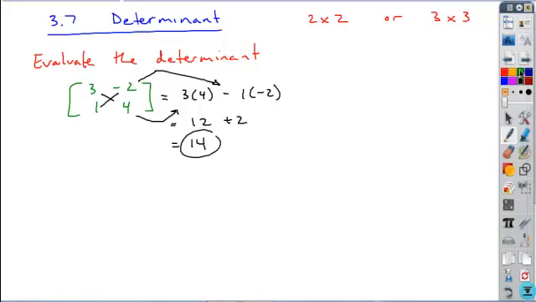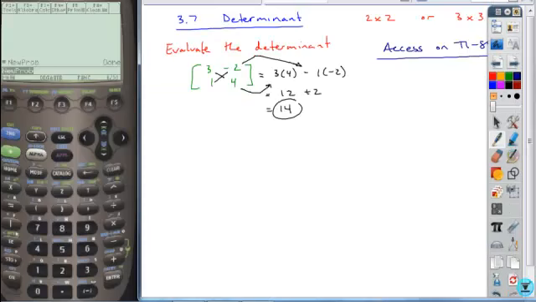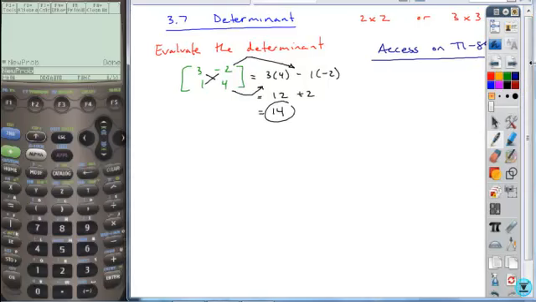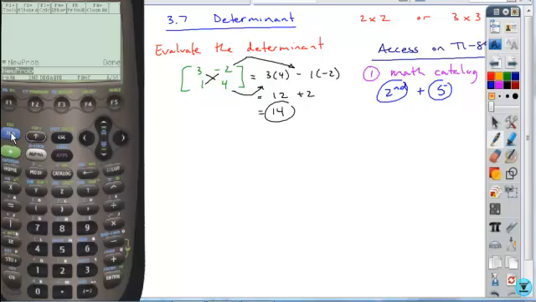And now you can use your TI-89s for this. So if you're going to use your TI-89 to find this, the first thing you need to do is access the math catalog. The math catalog is located here by hitting the second function and then the number 5 key. So if you hit second, number 5, it opens up this math catalog.